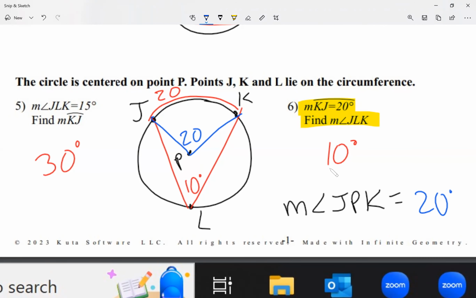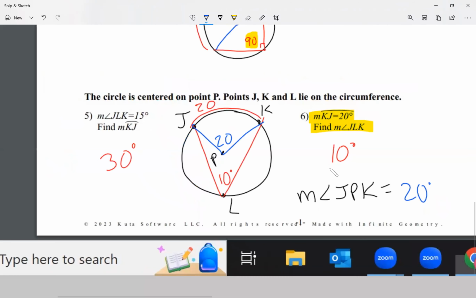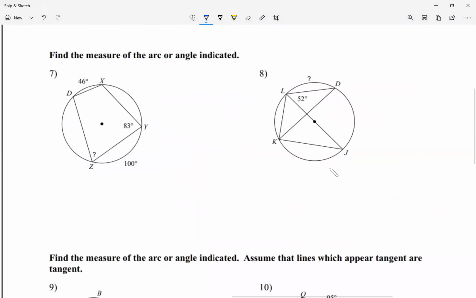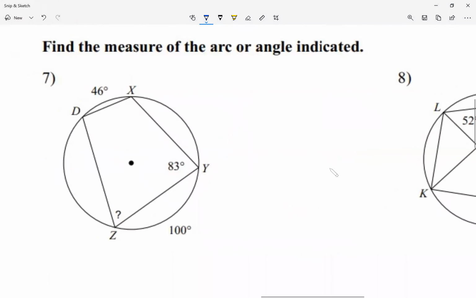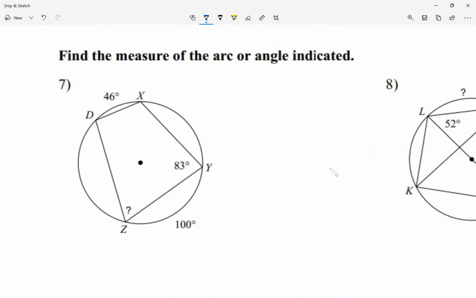All right, so you guys are going to have fun in your homework. Some of these questions, let's say question number 7, are pretty fun. Question number 7: find the measure of the arc or angle indicated. So I'm going to play around.